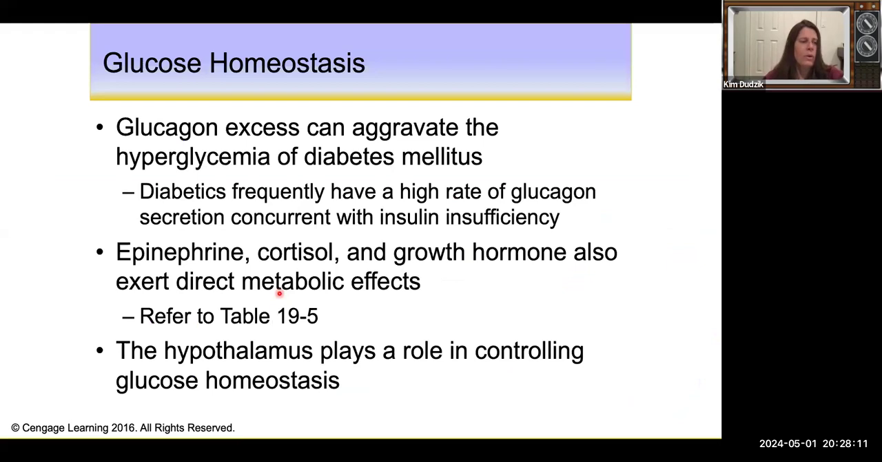Okay, so there's really no known disease caused by glucagon deficiency. But it is known that glucagon, an excess of that, can actually aggravate the hyperglycemia of diabetes mellitus. So really think about this. So, and I want to be careful because this is hard, this is easy to flip. So I want to make sure I say this correctly, because diabetes mellitus is usually accompanied by glucagon oversecretion, right?